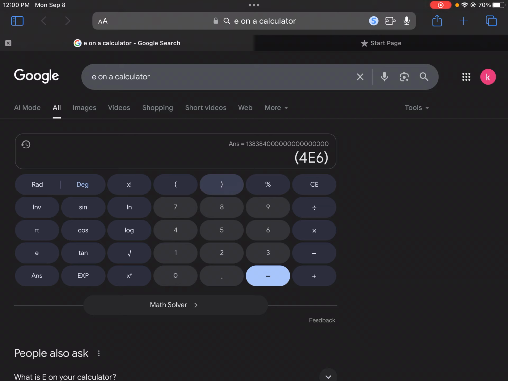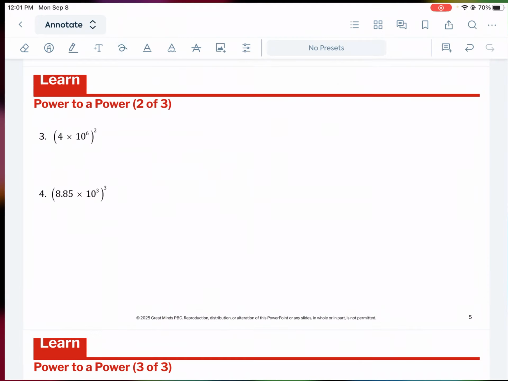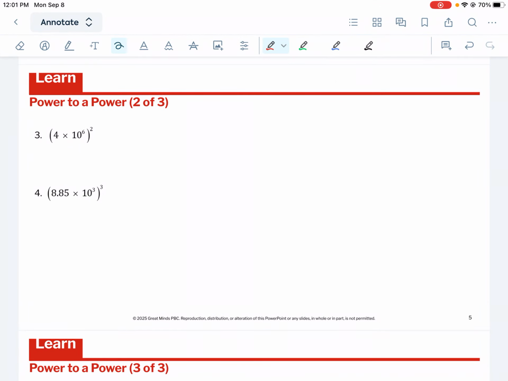Close the parentheses. Hit that X with the Y exponent button to raise it to another power again, and we're going to raise it to the power of 2. Equals. 1.6 E. That E means times 10 to the power of 13. Okay? 1.6 times 10 to the power of 13. That is how you do it in the calculator. And I'm just writing it out here.